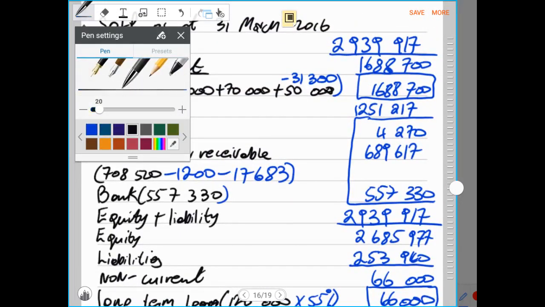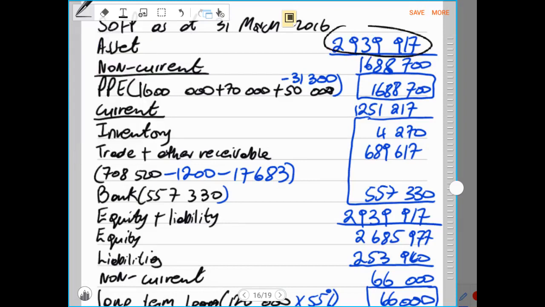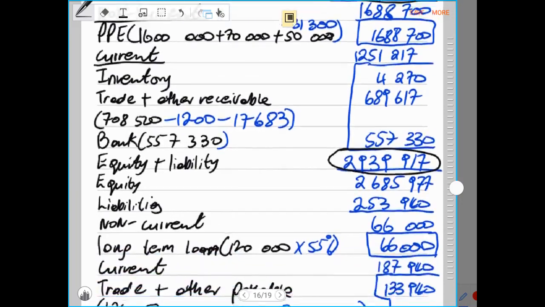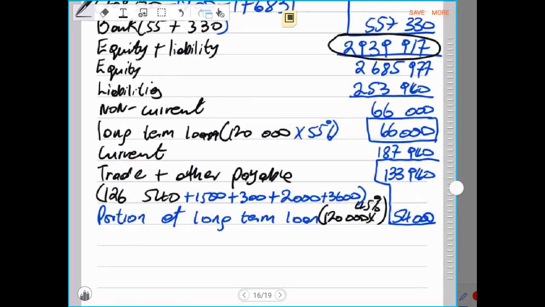Yes, our assets is 2,939,917, and our total equity and liability is 2,939,917. So now that means our financial statements do balance, and that is very important to take note of.